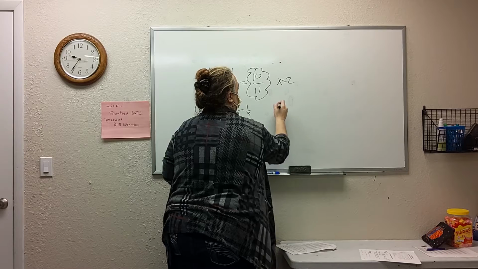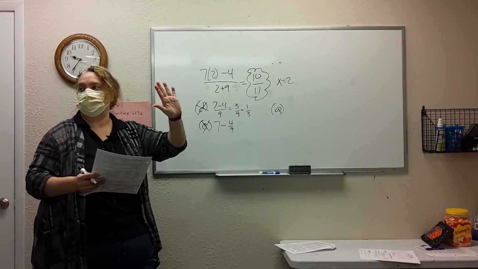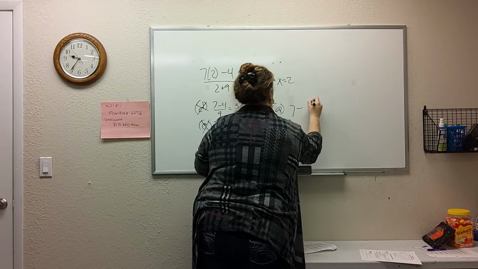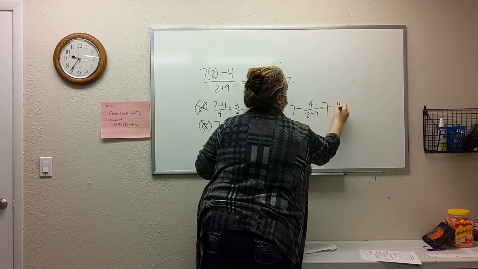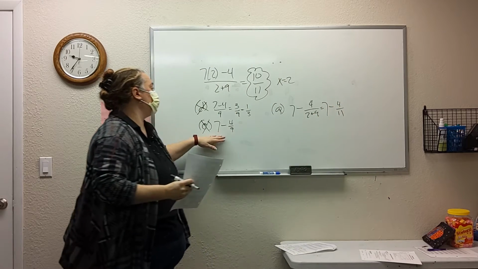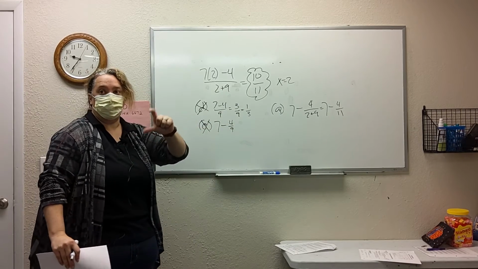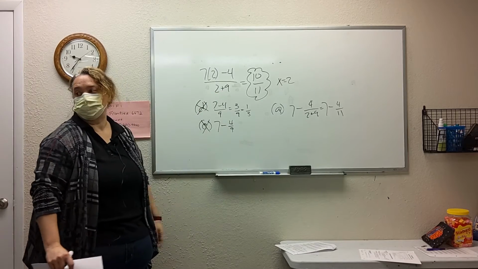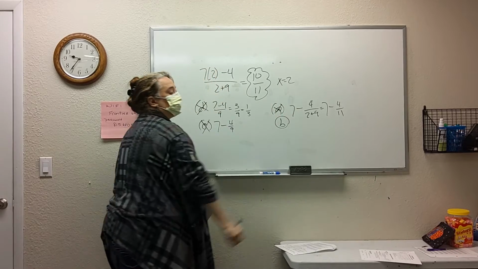A. Because if I look at A and B, I'm going to do A every time over B if I don't have a calculator. 7 minus 4 over 2 plus 9. That is 7 minus 4 over 11. I can use the same reasoning I used on C. 7 minus a little piece is going to give me 6 and something again. It's not going to give me something close to 1. So get rid of it. Answer by process of elimination has to be B.